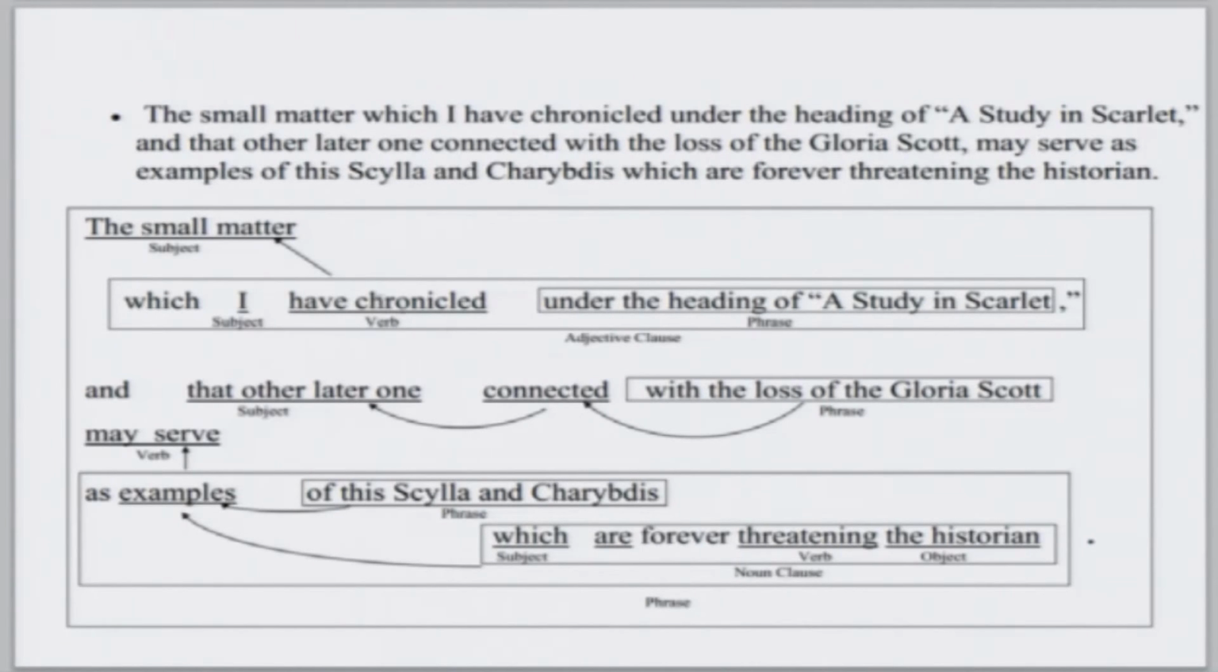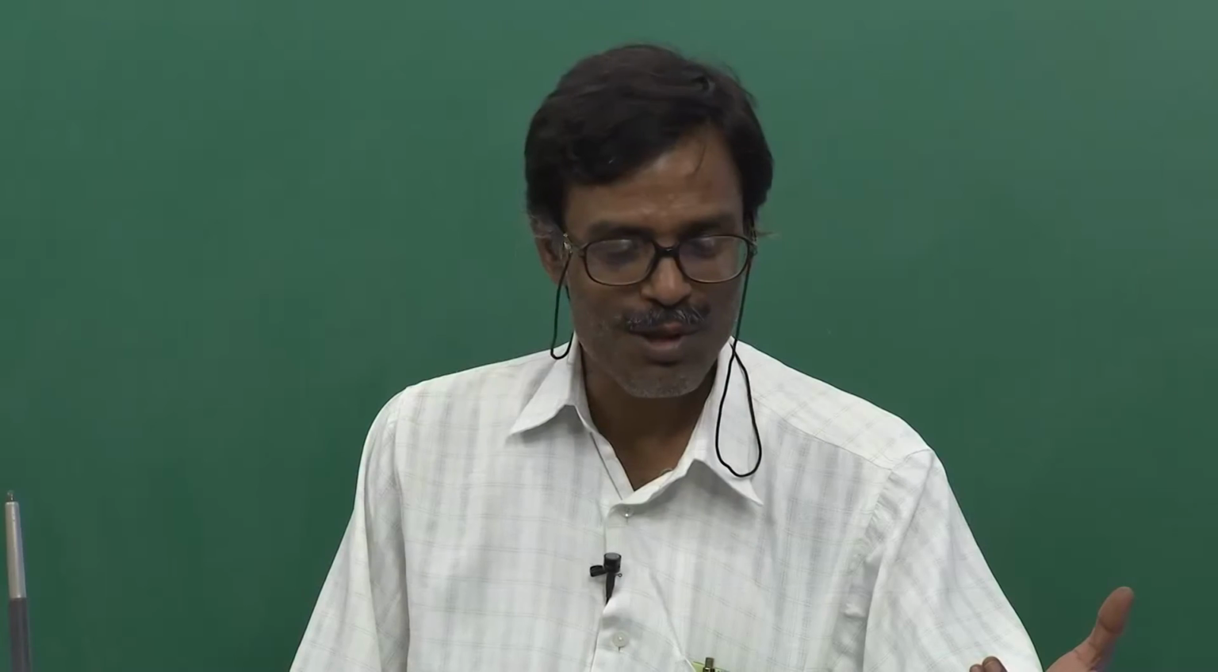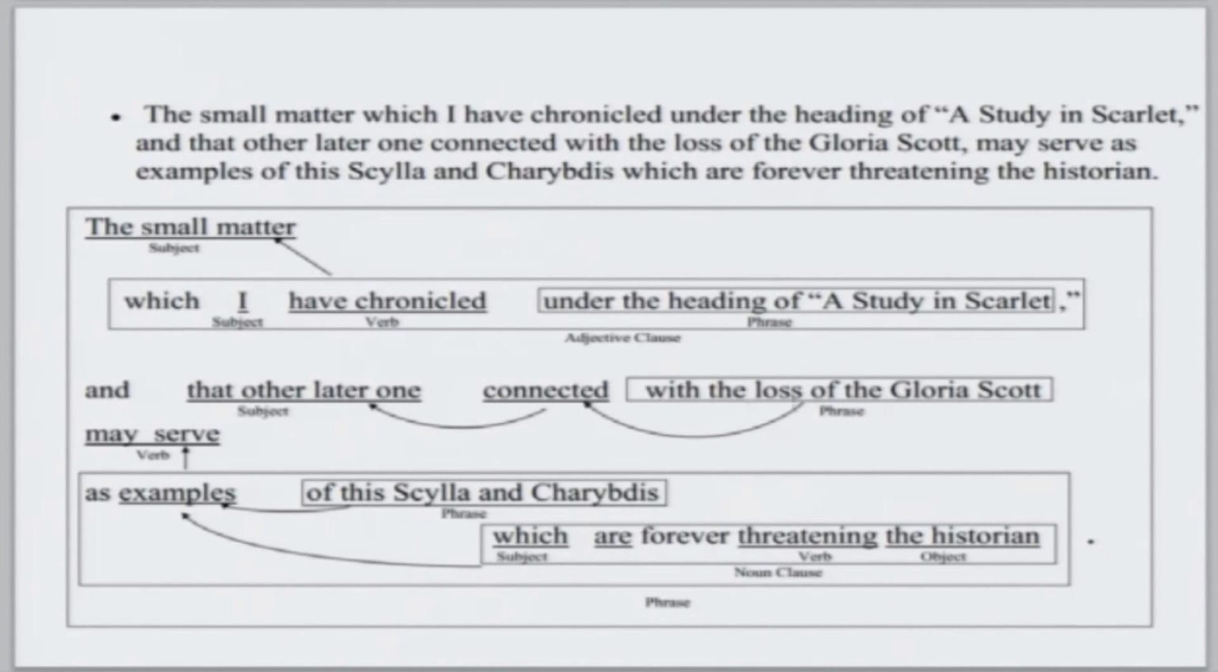Okay. So, the small matter and that other later one, qualifying the matter with this, so that the listener knows which matter we are talking about or he is talking about. And that later one, here also the listener should know which later one is being talked about. So, says connected with this thing. Essential thing is this and this. May serve as examples. Examples of what kind? Of this Scylla and Charybdis. Scylla and Charybdis is taken in the sense of the horns of a dilemma, in which both options look equally bad. Okay?